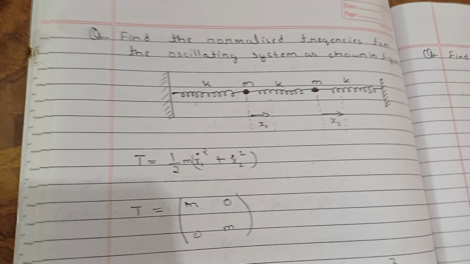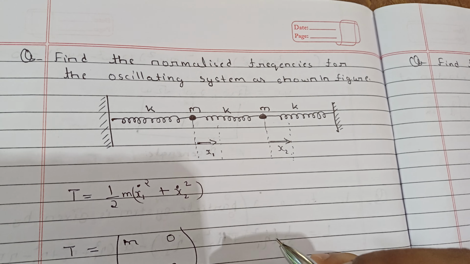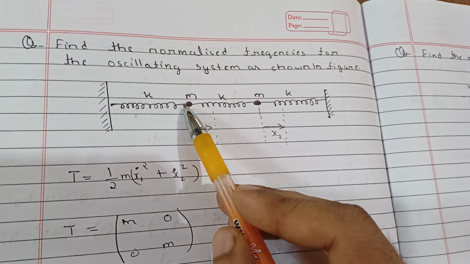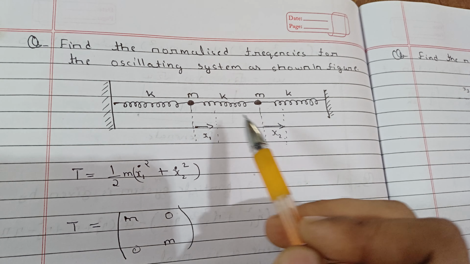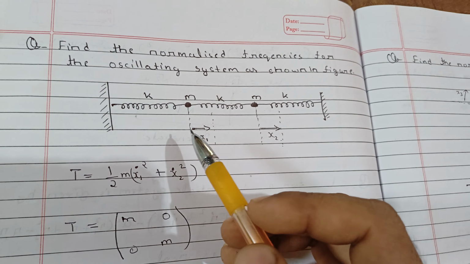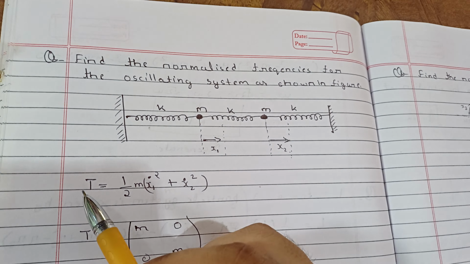Let's see one more question. Find the normalized frequencies for the oscillatory system shown in the figure. Here the particles have the same mass, we have 3 springs, and this is a rigid wall. First we need to find the equations for the kinetic energy and potential energy, then we can find the matrix and hence the normalized frequencies.